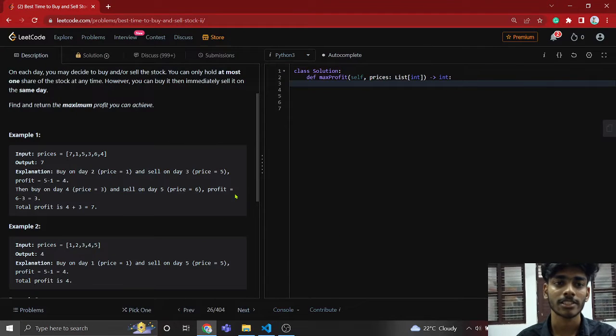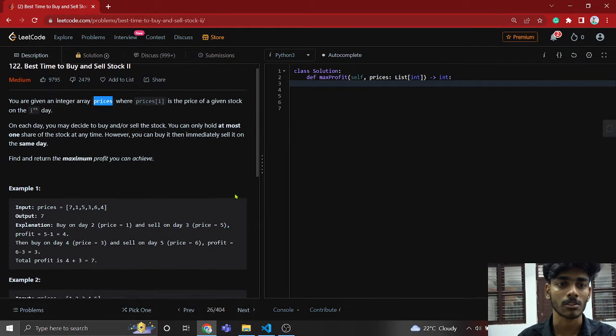Hi, I'm Pawan. The question I chose was best time to buy and sell stock. Basically, we are given an integer array prices where prices[i] is the price of the given stock on the ith day.